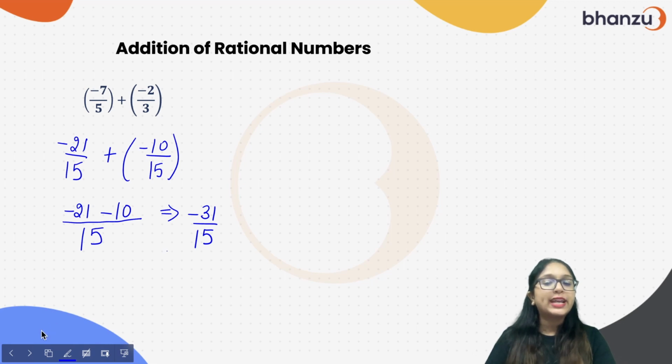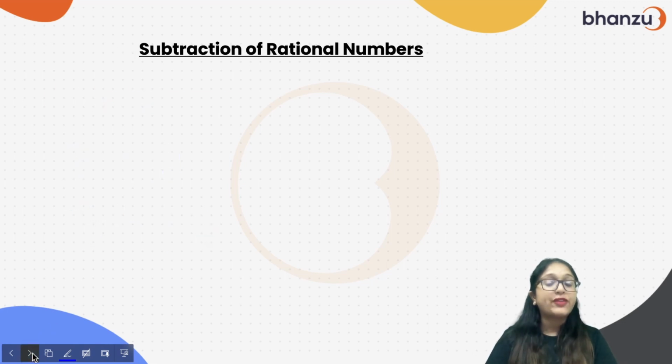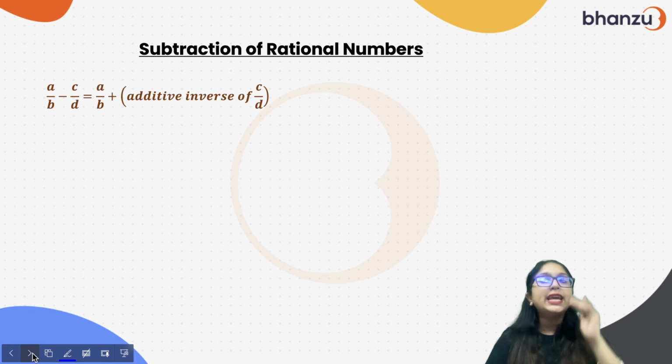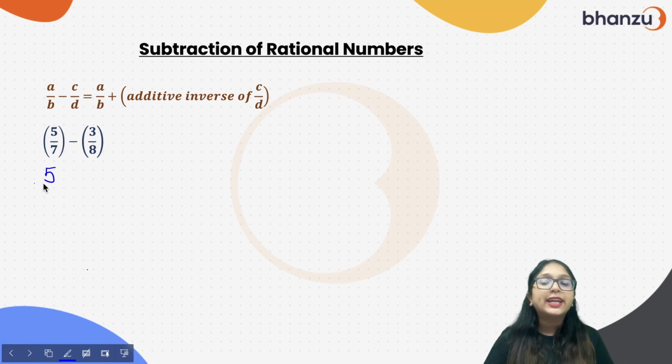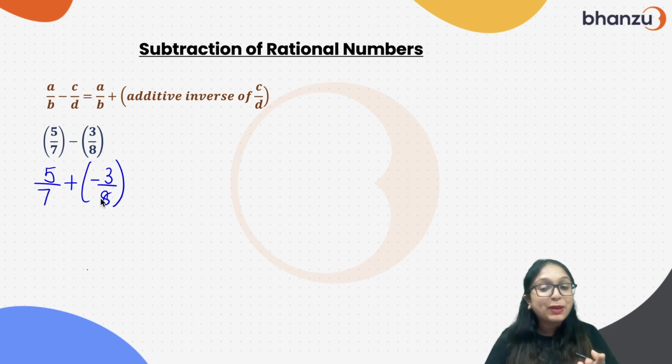So let's quickly go to the next slide and let's quickly see the subtraction of rational numbers. So here you can see A over B minus C over D is equal to A over B plus the additive inverse of C over D. So now do you remember what is additive inverse? Additive inverse is what you add to the number to make the sum 0. Okay, let's say the question is this. Okay, now what is the other form of writing it? You can write it like this also. And now this is just like the first question that you did on the previous slide.